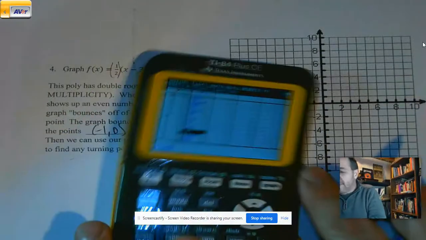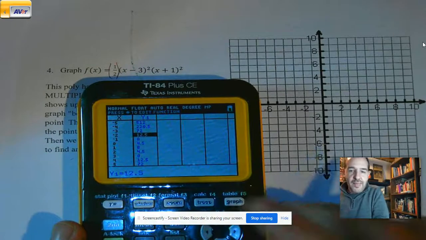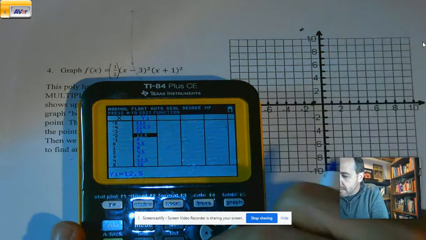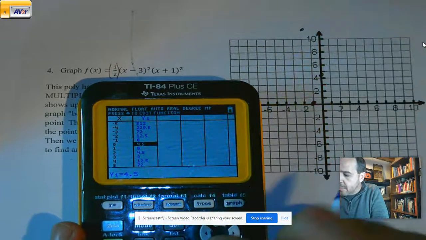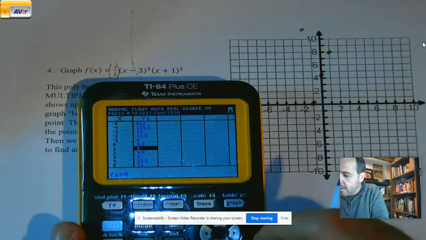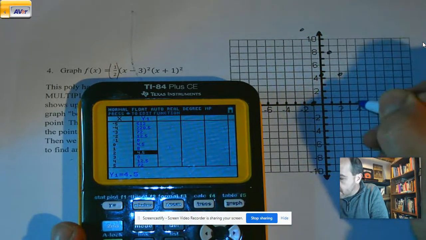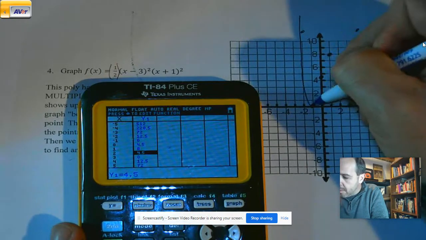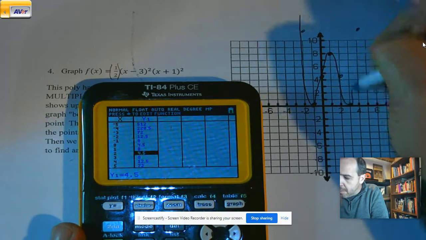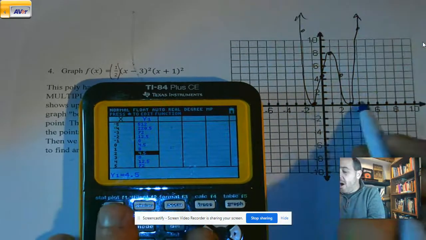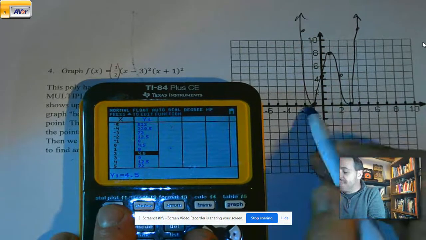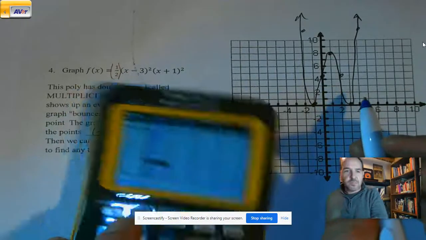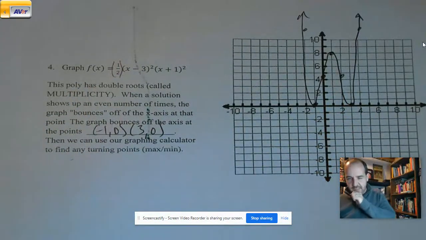And so if I use my calculator again to plot the rest of the points, there's my W. There are my intercepts. Okay, it just touches them. It doesn't go through. It just touches them and it doesn't go anywhere. Now, here's how that can help me when I go to find my maxes and mins.